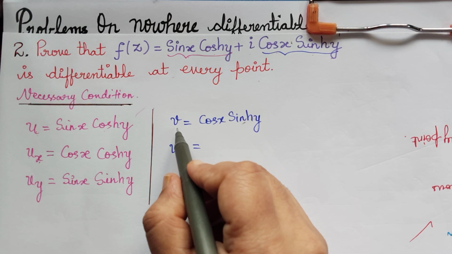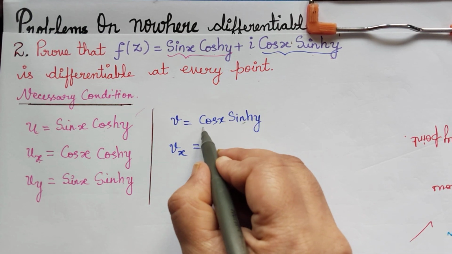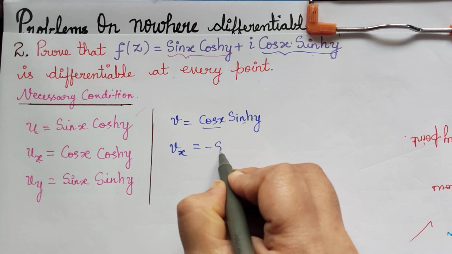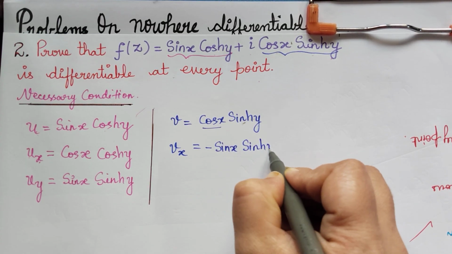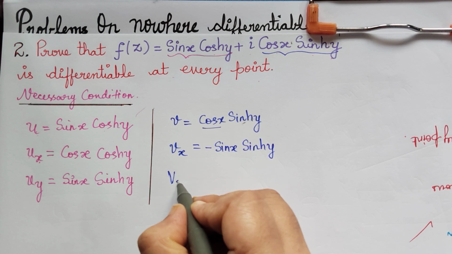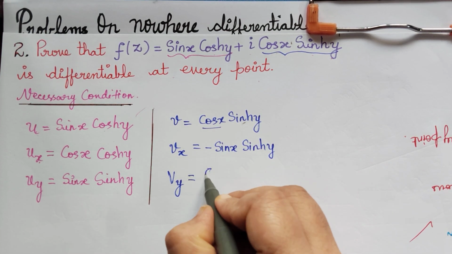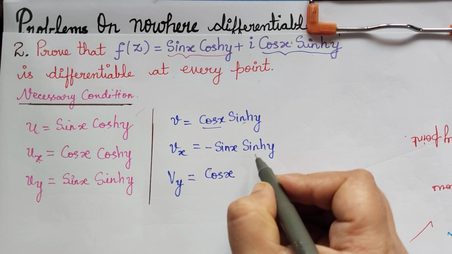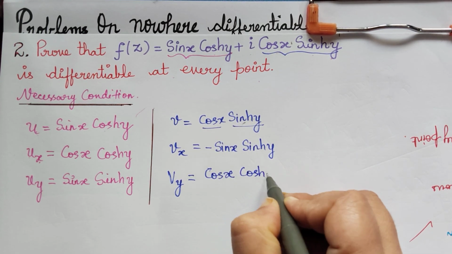Now next is vx, to differentiate partially with respect to x. So when we differentiate v with respect to x, sinh y will be treated as constant, and the differentiation of cos x is minus sin x, and sinh y comes as it is. Differentiation of v with respect to y is equal to, cos x will be treated as constant, so it comes as it is, and the differentiation of sinh y is cosh y.